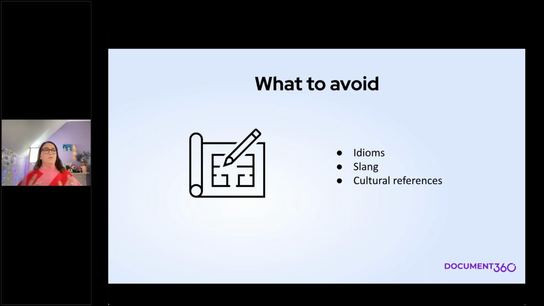Another one is avoiding cultural references. Again, it's important to use plain language or phrases. I'm going to draw on my own experiences of seeing cultural references within documentation.